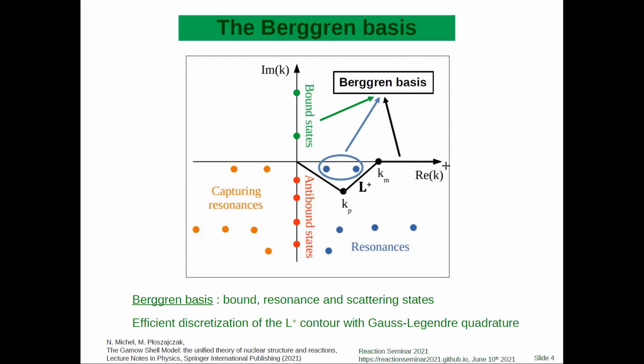Hence, with the Berggren basis, we can consider nuclei which have both the one-body structure of bound states and resonance states, and also continuum coupling, because we include scattering states in the basis. So this is the one-body completeness relation. To do shell model, one needs to use a many-body completeness relation, so that we have to build the many-body completeness relation from the Berggren basis.